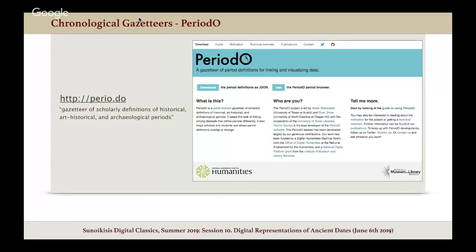I will start with giving a quick overview of two linked data gazetteers of modern historical periods, which are the Periodo and the Chronology gazetteers. And then I will present the main lines of the Godot project, which is a gazetteer for ancient calendar dates. And I will conclude with a quick view at some features provided by the new ISO 8601 standard, which has been mentioned already before.